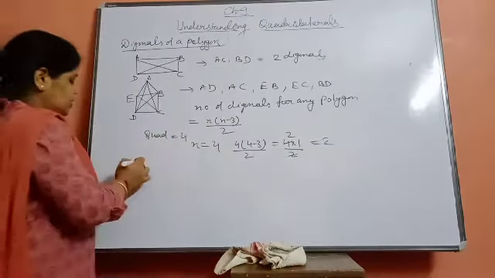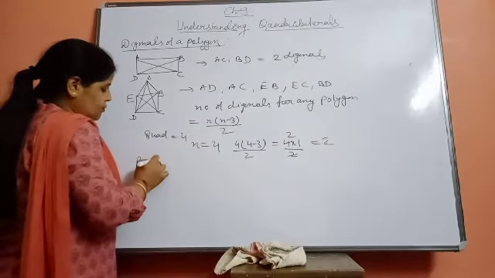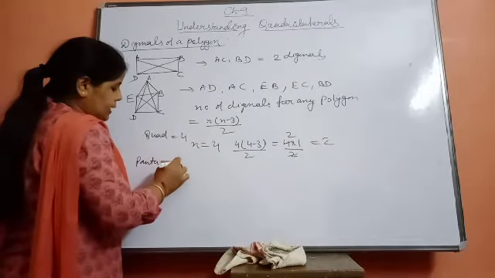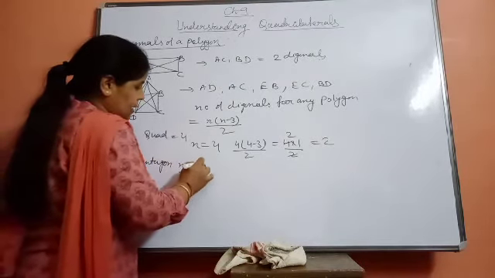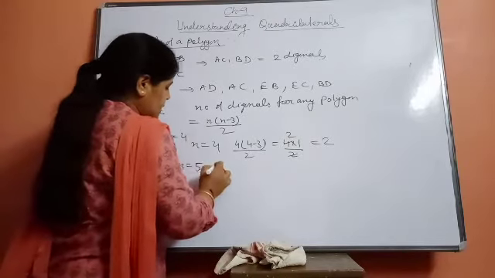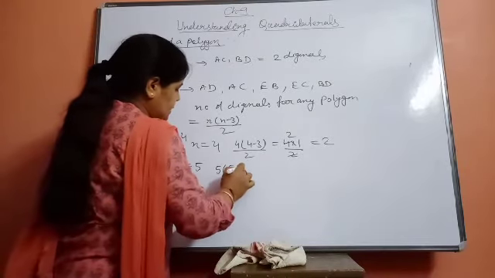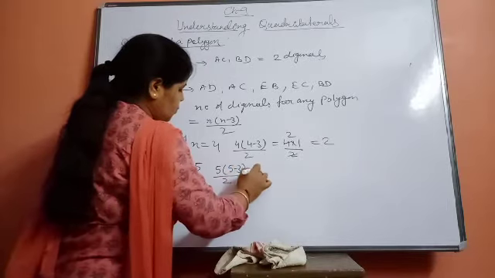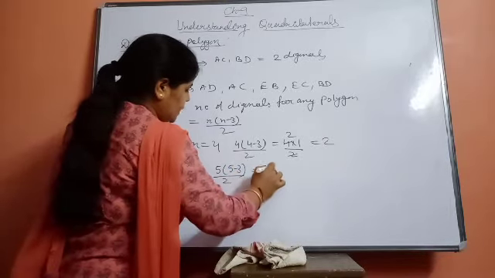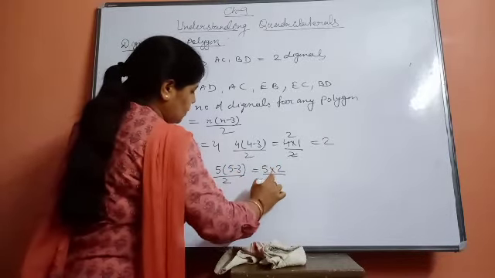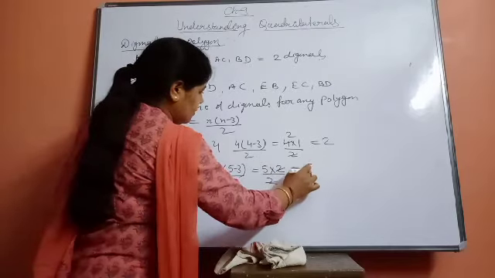Now let's do it for a pentagon. How will we calculate for the pentagon? A pentagon has how many sides? n is equal to 5. Now put the value here: n means 5, so 5 into 5 minus 3, divided by 2. That is 5 into 2 upon 2. How many diagonals will come?